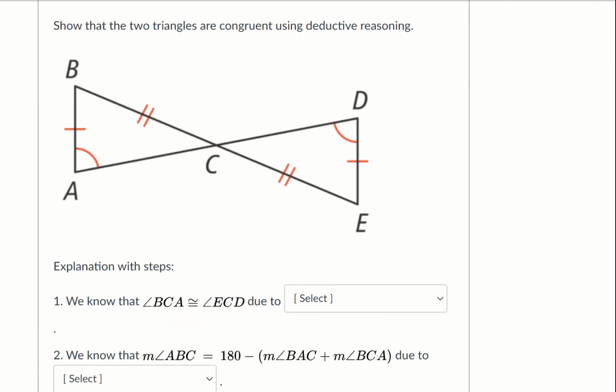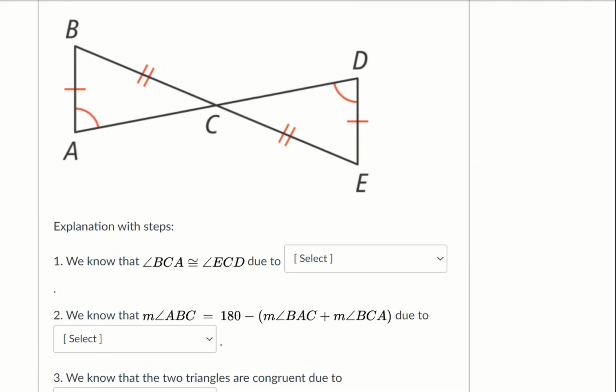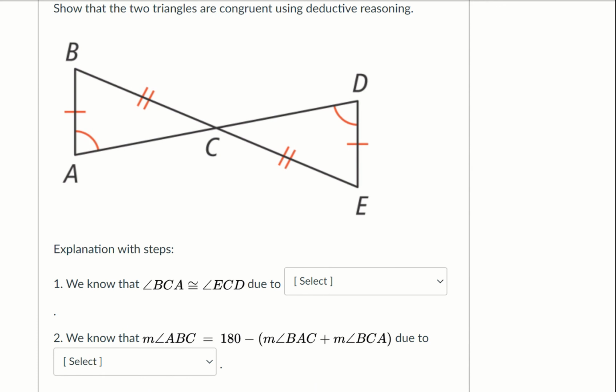All right, question 4, show that the two triangles are congruent using deductive reasoning. So here, first off, we know this side and we know this side and we know an angle, right? But we can't show triangles are congruent by ASS here, or SSA. So we need some more information, but we know that these two angles are congruent because they're vertical angles. Okay, so we know that angle BCA is congruent due to the vertical angles theorem.